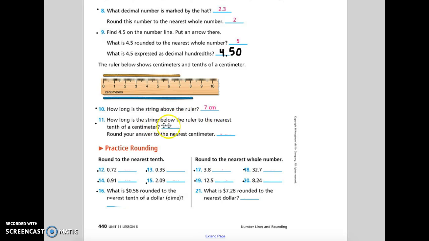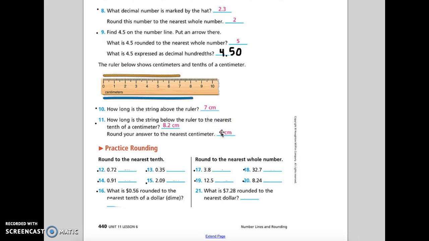Now, how long is the string below the ruler to the nearest tenth of a centimeter? So I look below the line here. I know it's past 8, and I'd say it's about 1 or 2 past 8. So it's 8.2. I was right on centimeters. Now go ahead and round your answer to the nearest centimeter. How would I round 8.2 to the nearest centimeter?